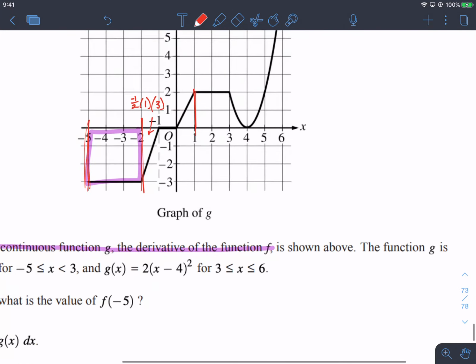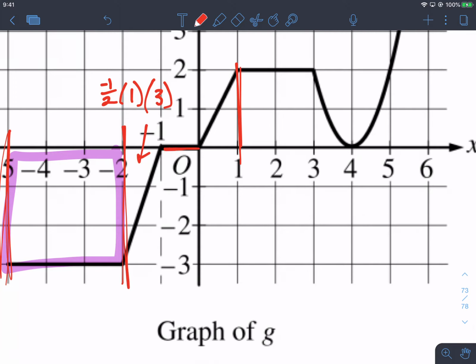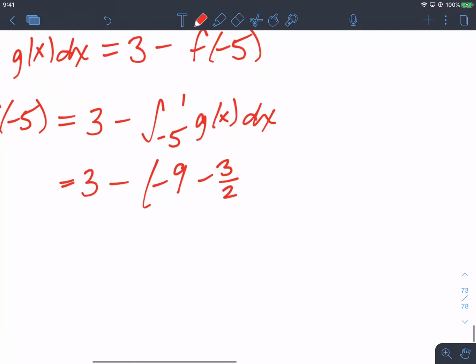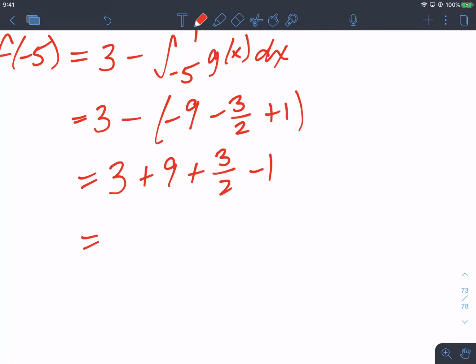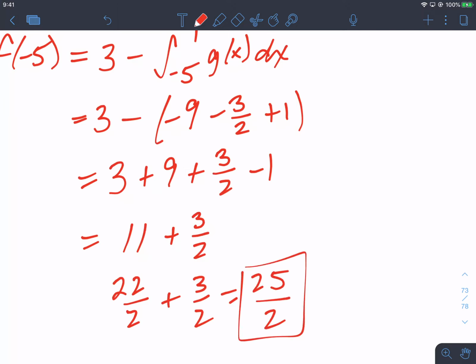And then for the next area, this is 0, so it doesn't affect anything. And then the next one is 1/2 base times height, so 1/2 times 1 times 2, which would just be an area of 1. So plus 1. So then 3 plus 9 plus 3/2 minus 1. Simplifying this, 3 plus 9 is 12, minus 1 is 11, plus 3/2. 11 is 22/2, plus 3/2 is 25/2. Okay? All right.